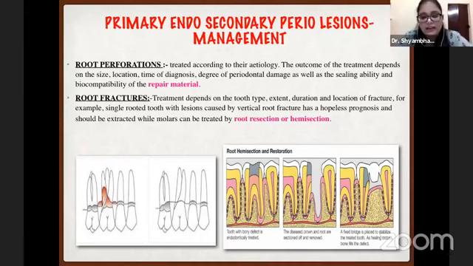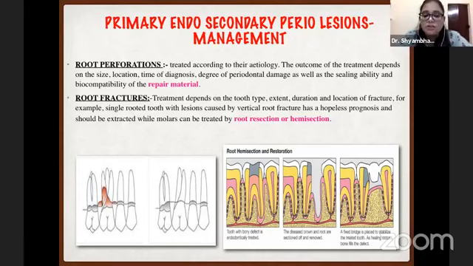In case of root fractures, something called root resection or hemisection can also be useful. In a multi-rooted tooth, if one root is damaged and one root shows promise, is properly placed and does not show signs of inflammation, then the infected or inflamed root can be extracted, as can be seen in the image, and that root can be removed. The remaining tooth structure can be root canal treated, and a bridge or a crown can be given, so as to bring the tooth back into form and function.